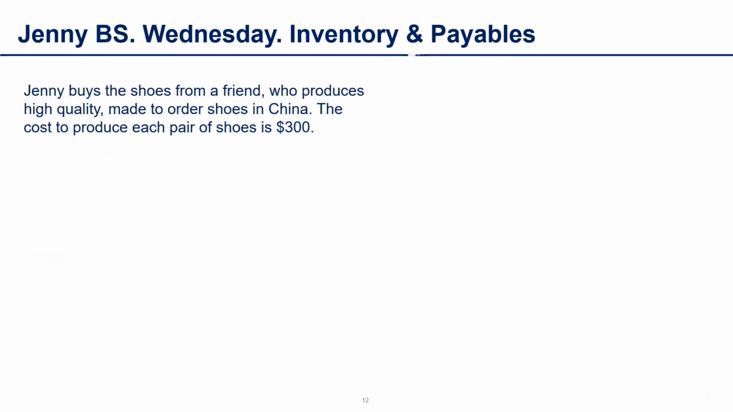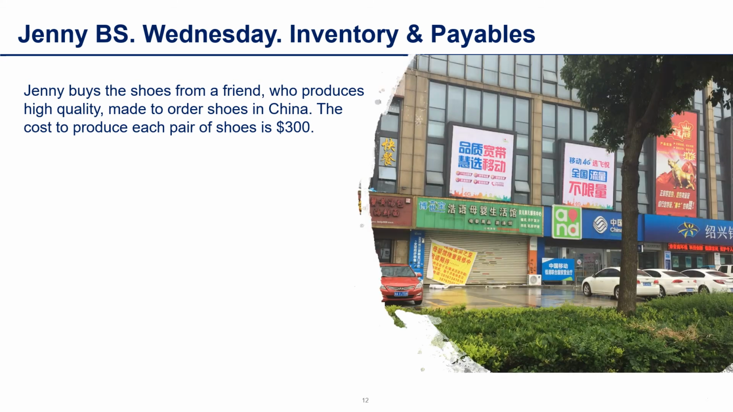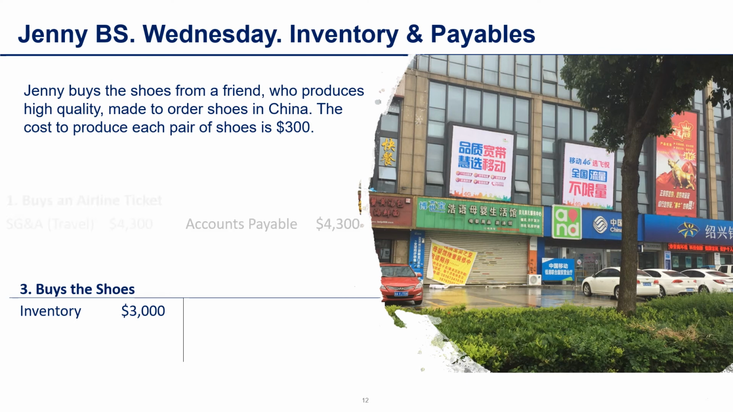On Wednesday, when Jenny is in China, she buys the shoes from her friend at this store. 10 pairs at $300 each. These are the transactions. When she buys the shoes, her inventory increases to $3,000. Before, when she bought the ticket, her payables were $4,300. Now, with the inventory, it increases to $7,300.